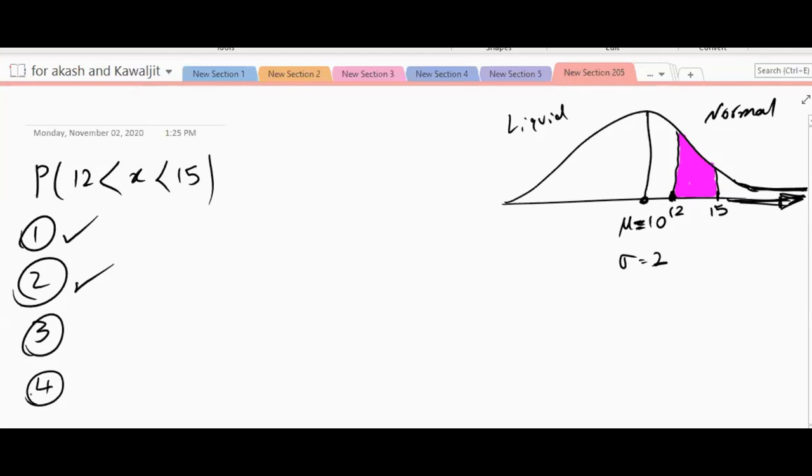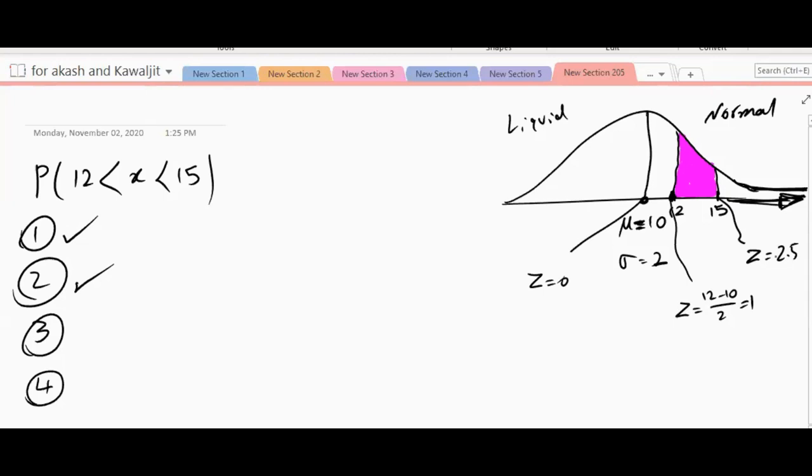Can we directly go to the table and search for 15? No, because the table is organized based on statistical distances. So this is z equal to 0. This is z equal to (12 minus 10) divided by 2, which is 1. And what is the z for 15? 2.5. Okay.